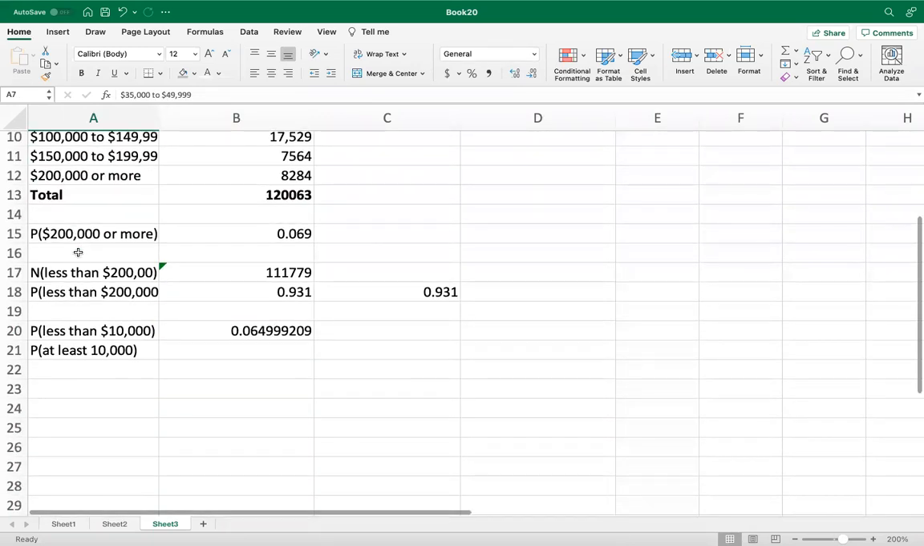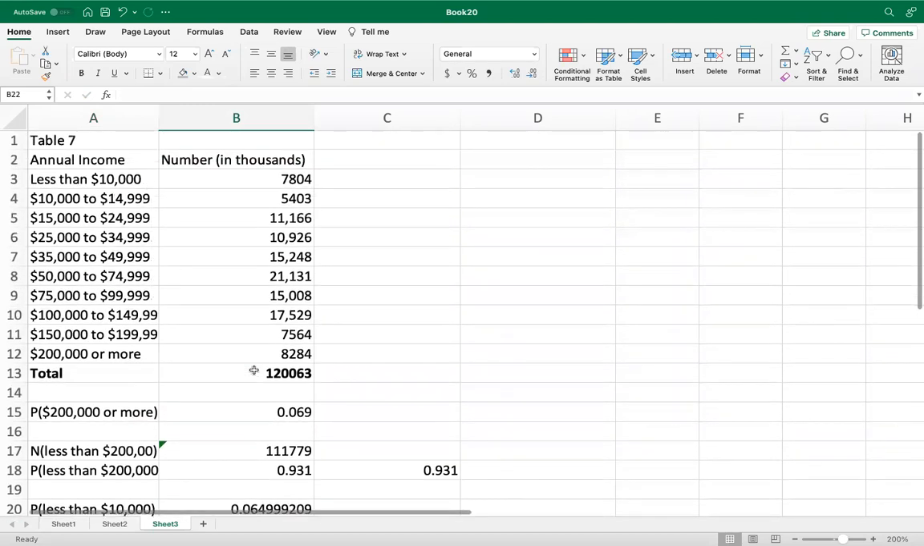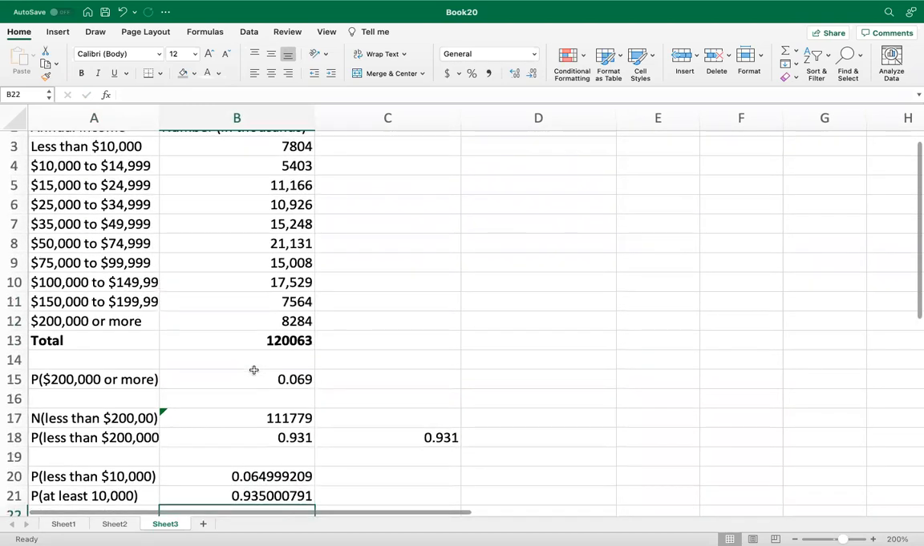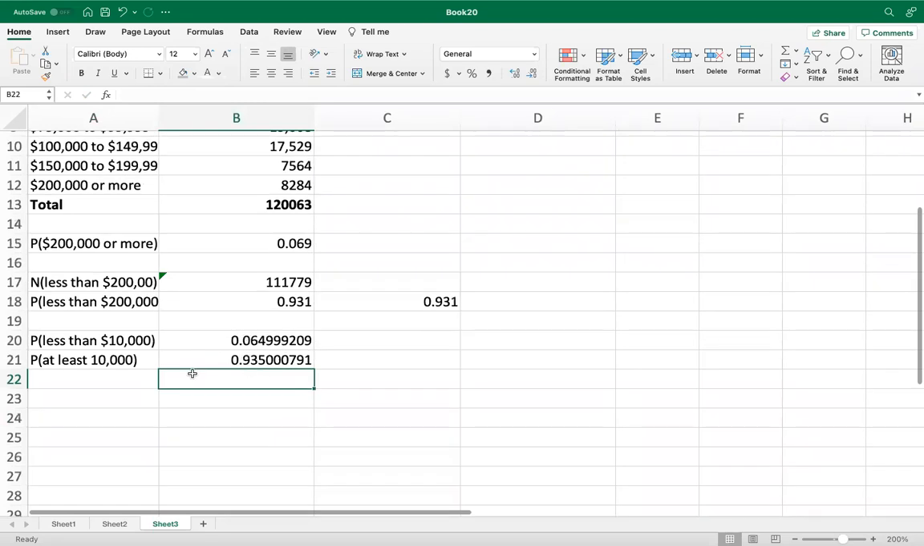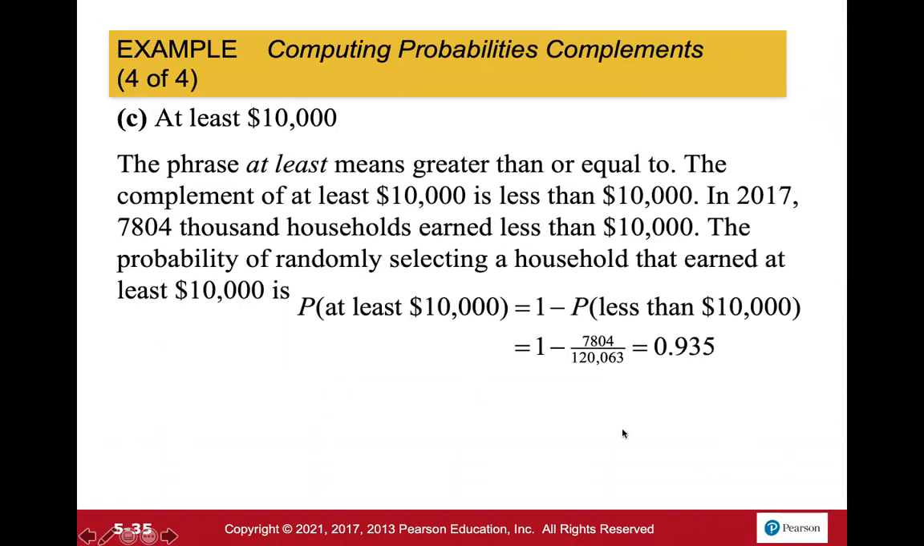So all of those at least is talking about the complement. So this is going to be equal to 1 minus this value here. So this is how we could get it using the complement. If you wanted to add them all up together, then you could, but it would kind of defeat the purpose of the complement rule, making it a lot easier to work with. So 0.935, let's see what they ended up getting. 0.935. So they did the same thing we did.